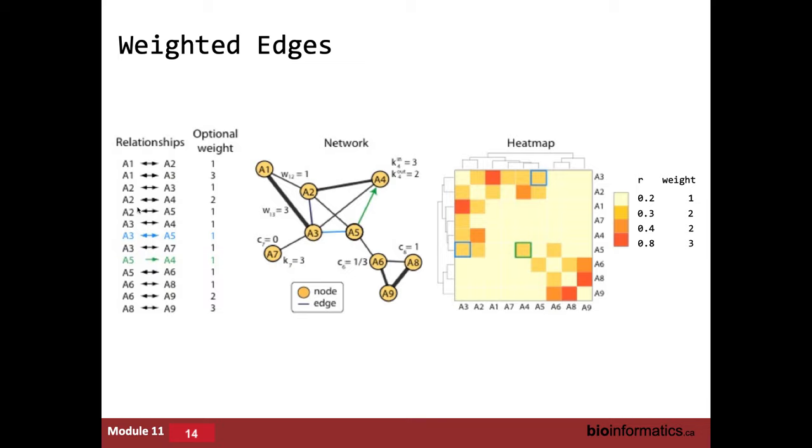Well, as I said, these weights could be, if you're looking at a gene expression data set, a correlation coefficient that weights that, because you have a connection between the two nodes, and you can apply that correlation to the edge.